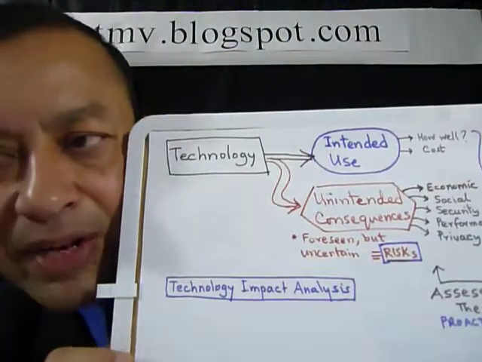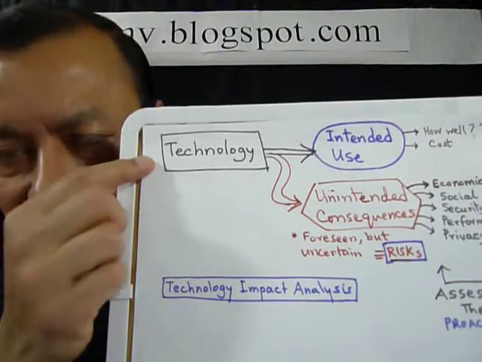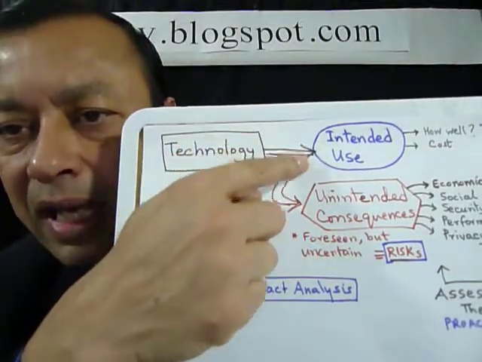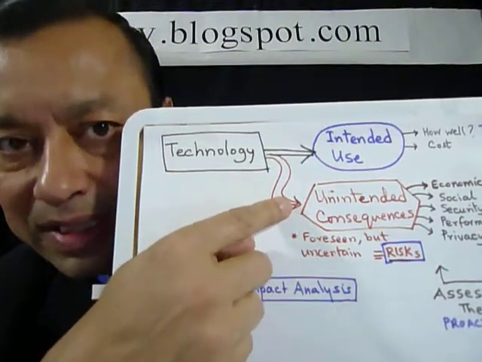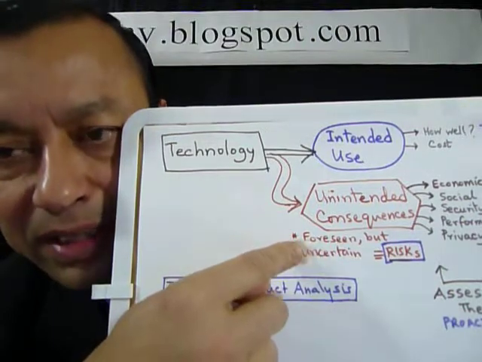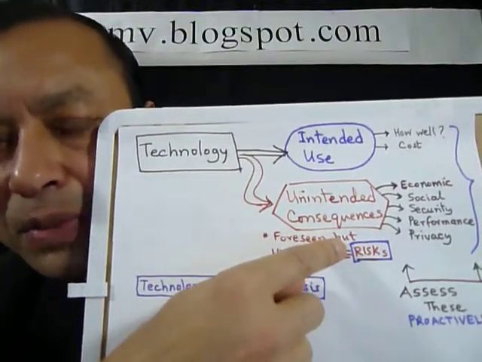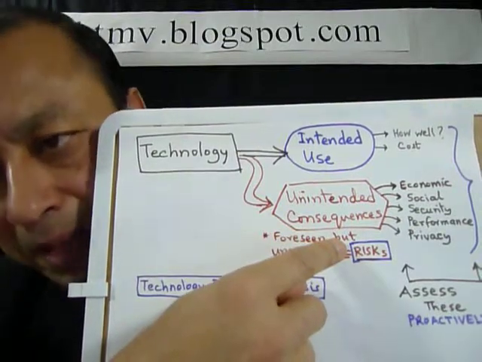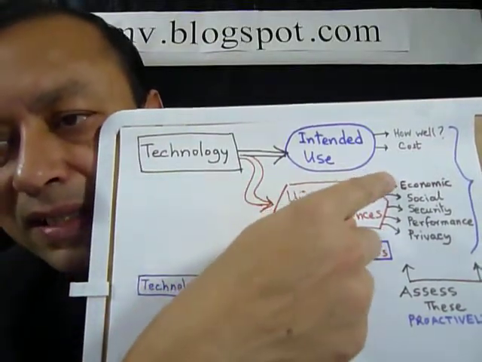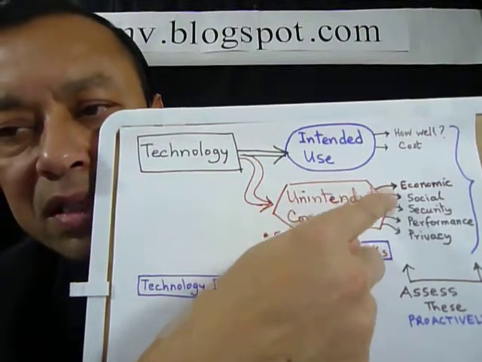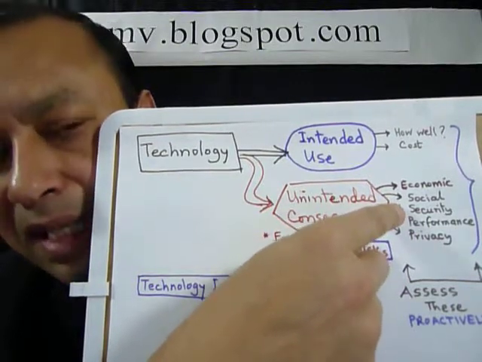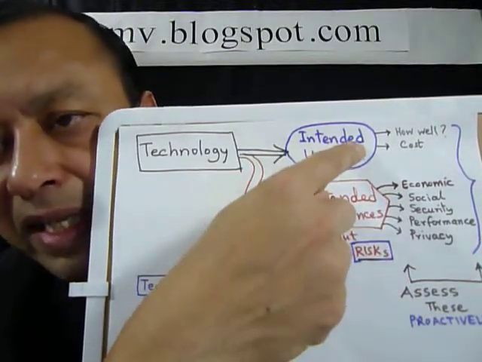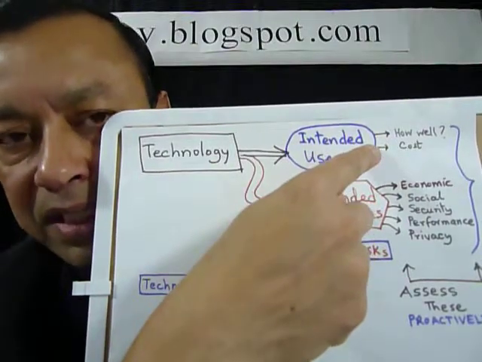Now, assessing all this kind of impact is not complicated. You can think of a framework such as this. You can start with the technology, you have that intended use, and what you have to think about is the unintended use as well. Unintended consequences. And these are foreseen but uncertain. So these are risks. So the risks, you should be analyzing them to see if you can do something about them. And you should analyze them in areas such as economic area, impact on social, impact on security and privacy areas, or performance, how well does it perform. And you can of course analyze the intended use as well, how well does it work or how much does it cost, and so on and so forth.